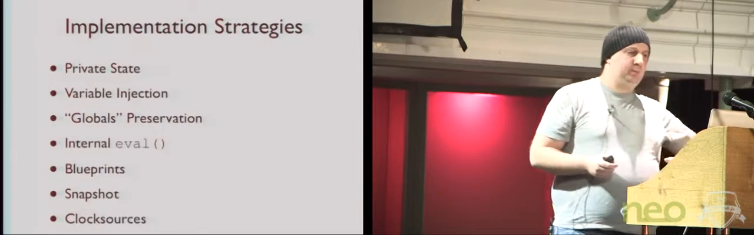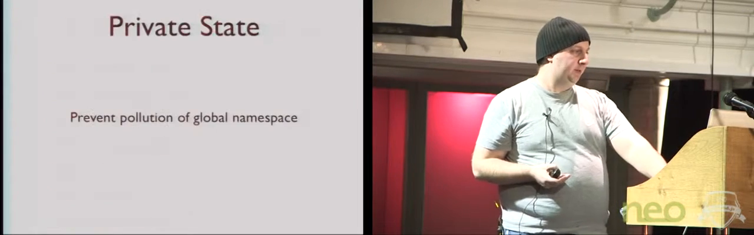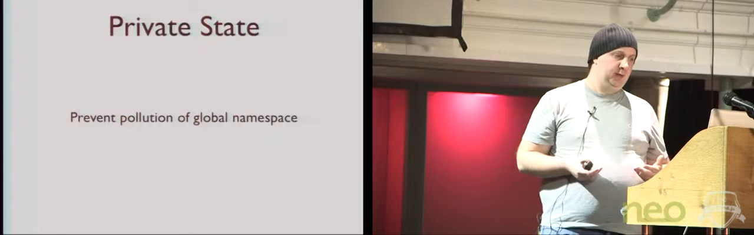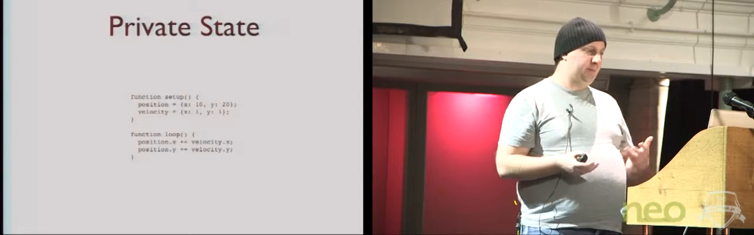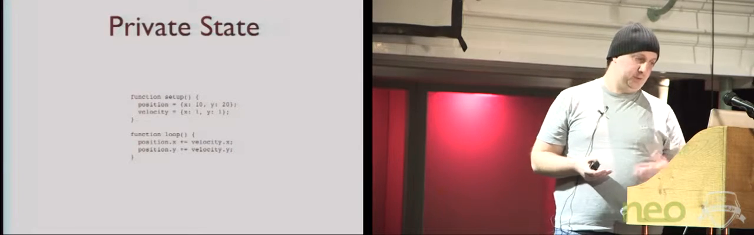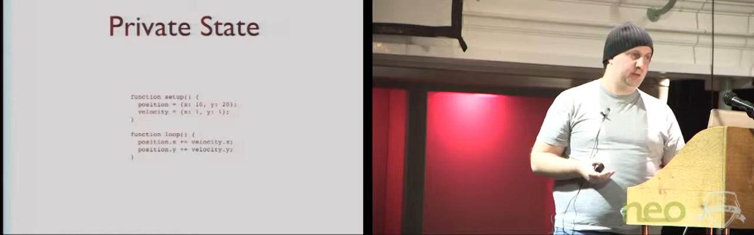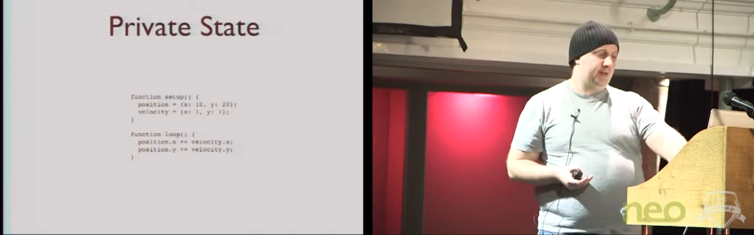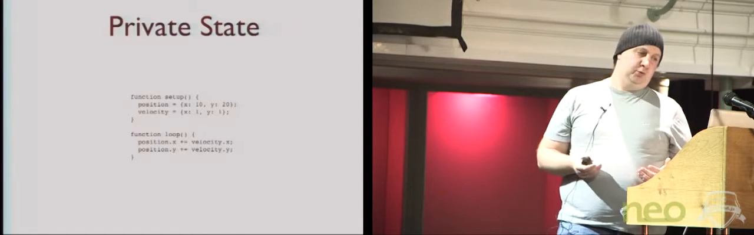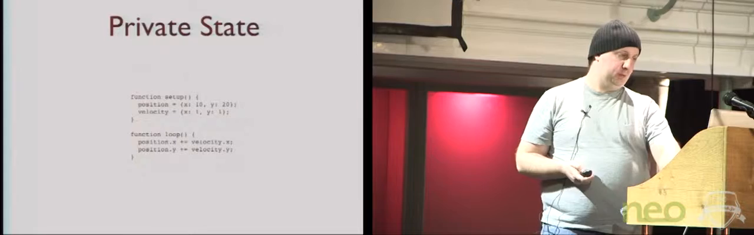Private state, so we want to prevent the pollution of a global namespace. So this is a simple bit of code that we're tweaking, and we just want to make something move based on its velocity over time. So the setup function runs once, and the loop function runs repeatedly, just like processing, if anyone's familiar with that. Problem with that example is that we're putting stuff in the global scope, and that's bad. So the solution's quite simple.